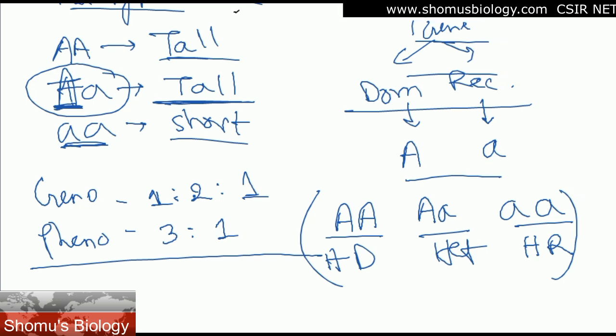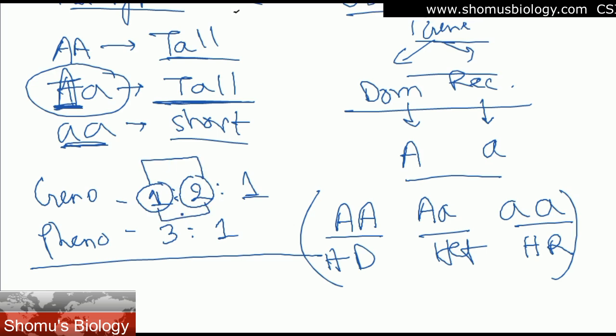Why? Because in this genotype ratio, 1 means homozygous dominant, 2 are heterozygous. Homozygous dominant and heterozygous both are dominant in terms of phenotype. That's why I put 3 here. And then 1 is recessive, homozygous recessive. Okay.